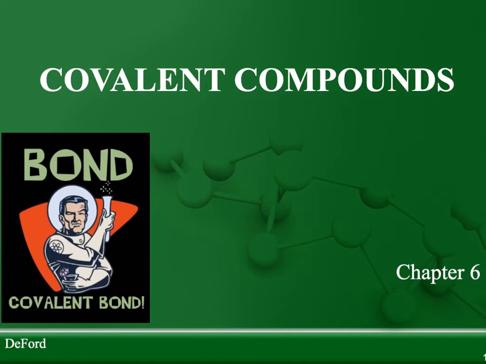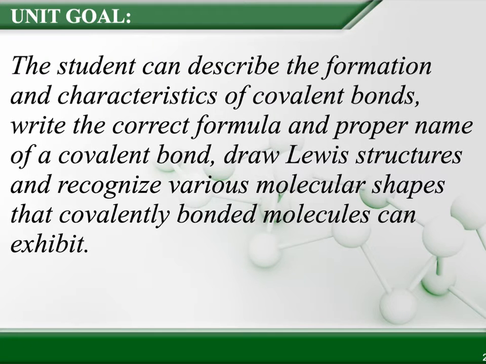Hi guys, welcome back. We're going to talk about covalent compounds in Chapter 6. Our goal for you in this chapter is that you can describe the formation and characteristics of covalent bonds, that you can write the correct formula and their name, and then draw Lewis structures. Using those structures, be able to recognize various molecular shapes that covalently bonded molecules can exhibit.